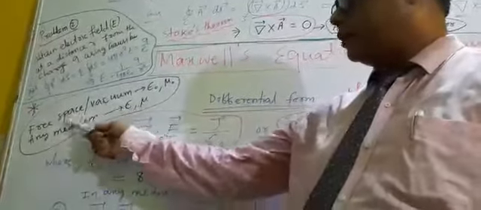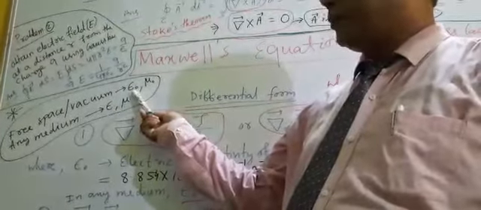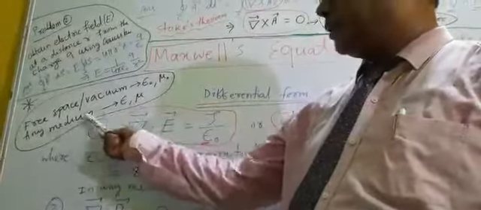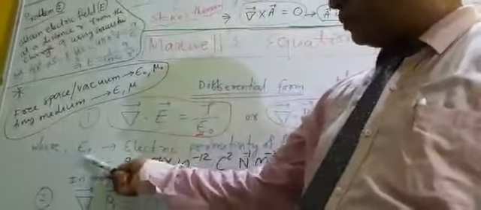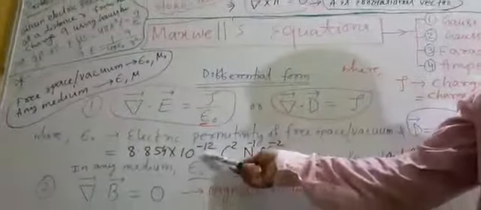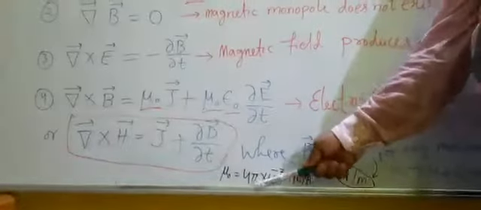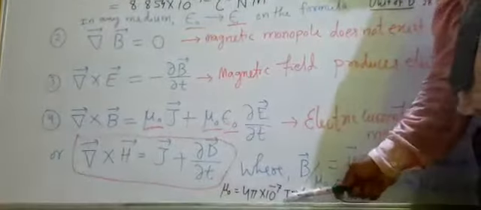So again I am repeating. If you think about free space, vacuum, then you take the symbols epsilon naught and mu naught. Epsilon naught is the electric permittivity of free space, and mu naught is the magnetic permeability of free space. If you take any medium, then the symbols change to epsilon and mu. You know the value of epsilon naught is 8.854 times 10 to the minus 12 coulomb squared per newton per meter squared, and mu naught is 4 pi times 10 to the minus 7 tesla meter per ampere.